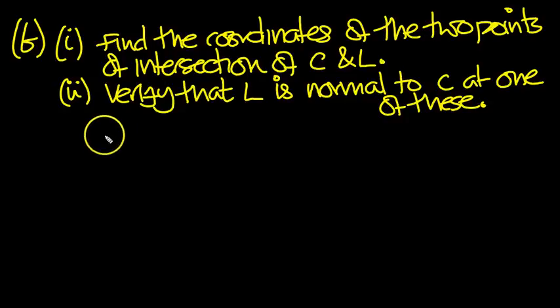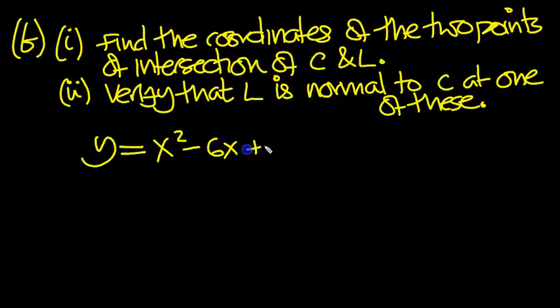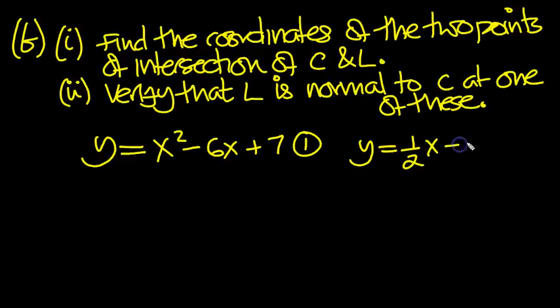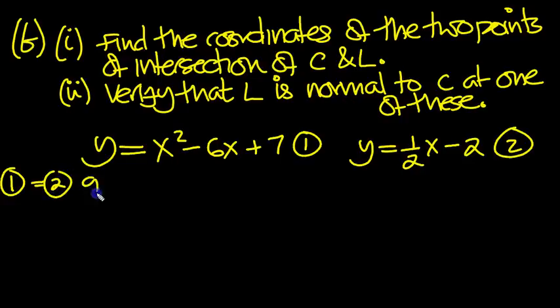Right, so the equation that we have for C, I'll write them down here, is y equals x squared minus 6x plus 7. Label that as 1. And then we've also got y equals a half x minus 2. And that's number 2. So where do these points meet then? Find the coordinates of the 2 points of intersection. We'll let the y equals and we'll have an equation in x. So 1 equals 2 gives, so let them equal one another, the y values that is.